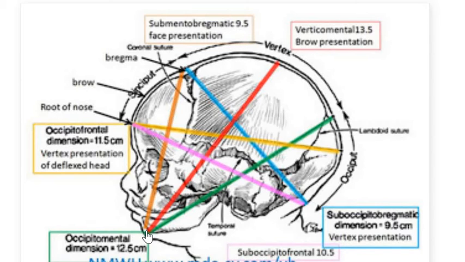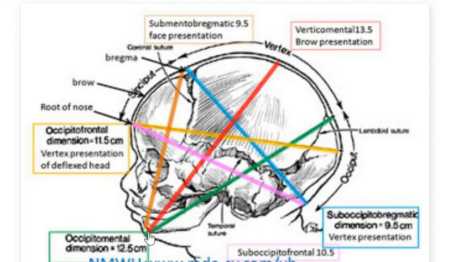The normal diameter, normal meaning that most of the children will come with that diameter when the head is flexed. So that is the vertex presentation. The size will be 9.5 centimeter. It will be extending from the occiput to the bregma. That is the vertex presentation.